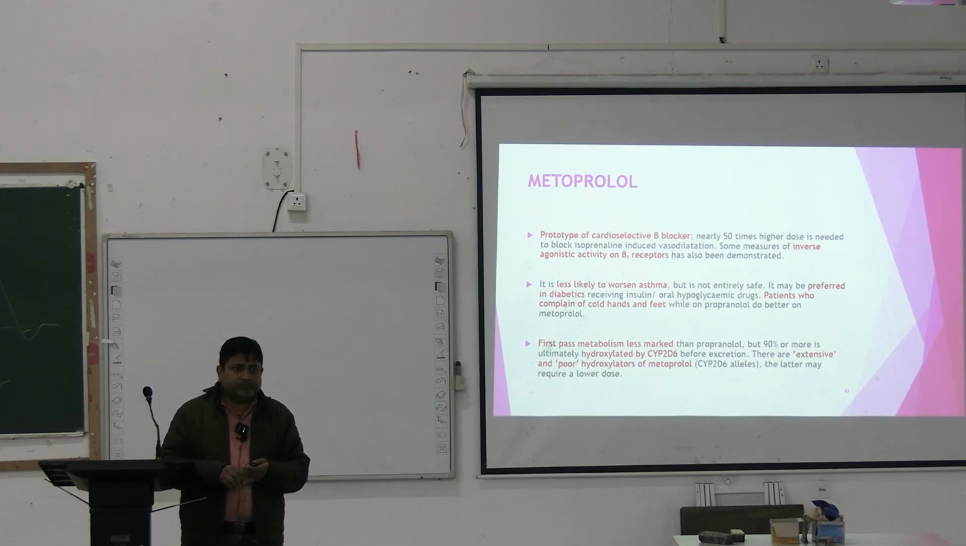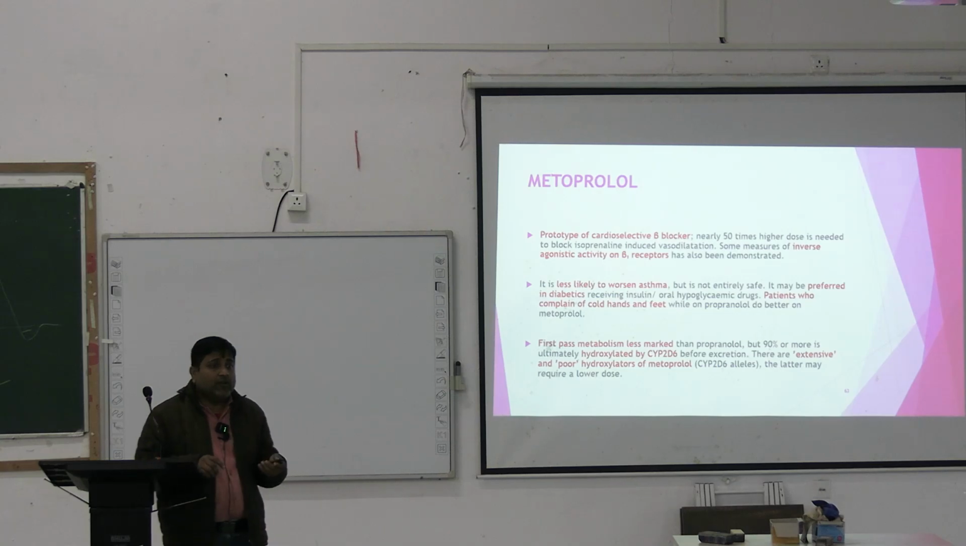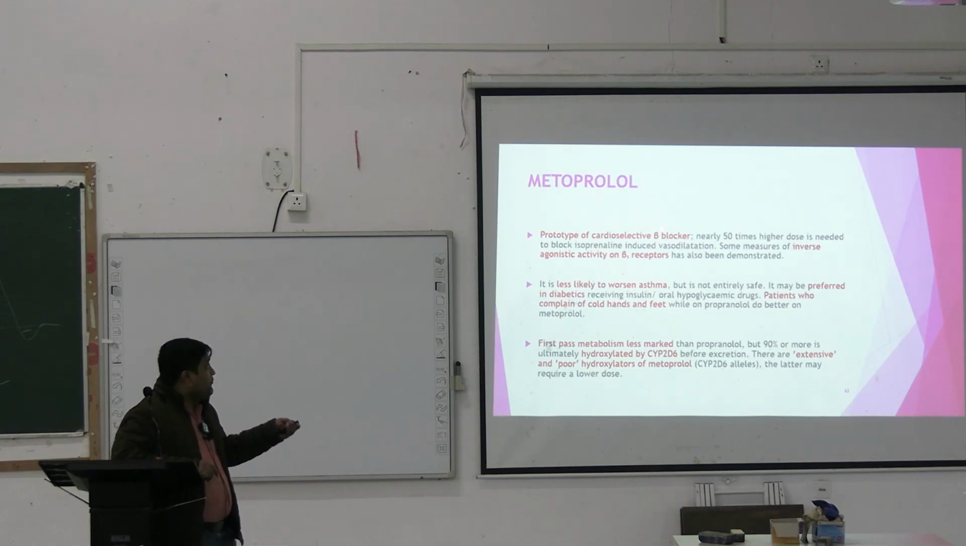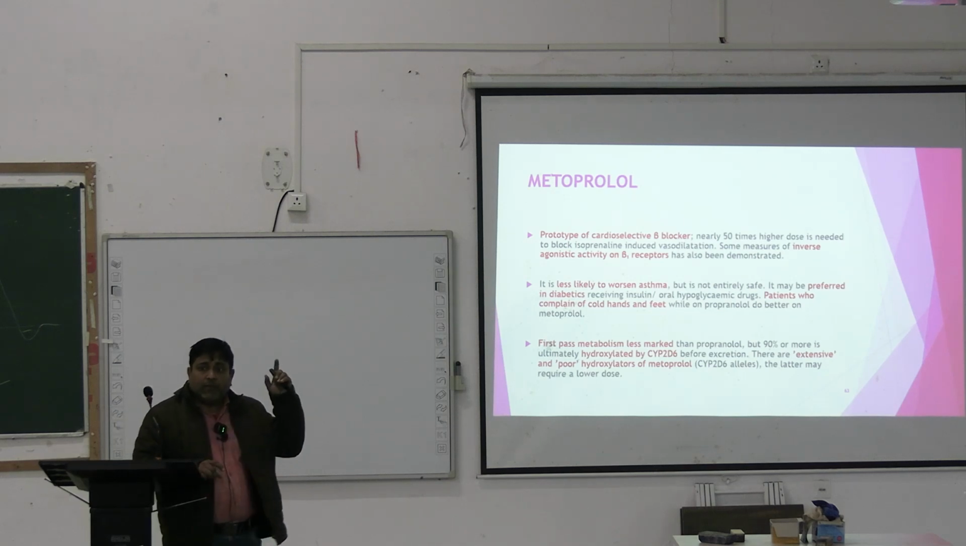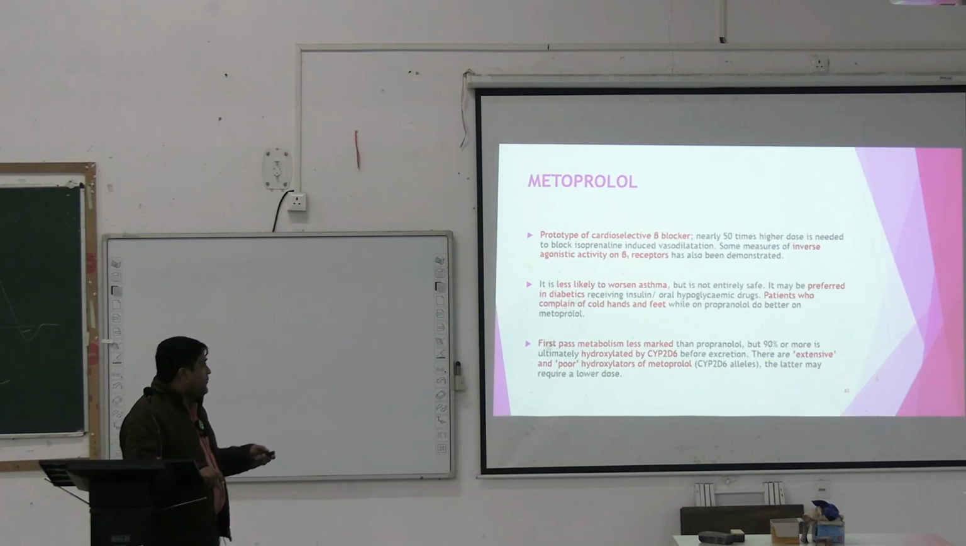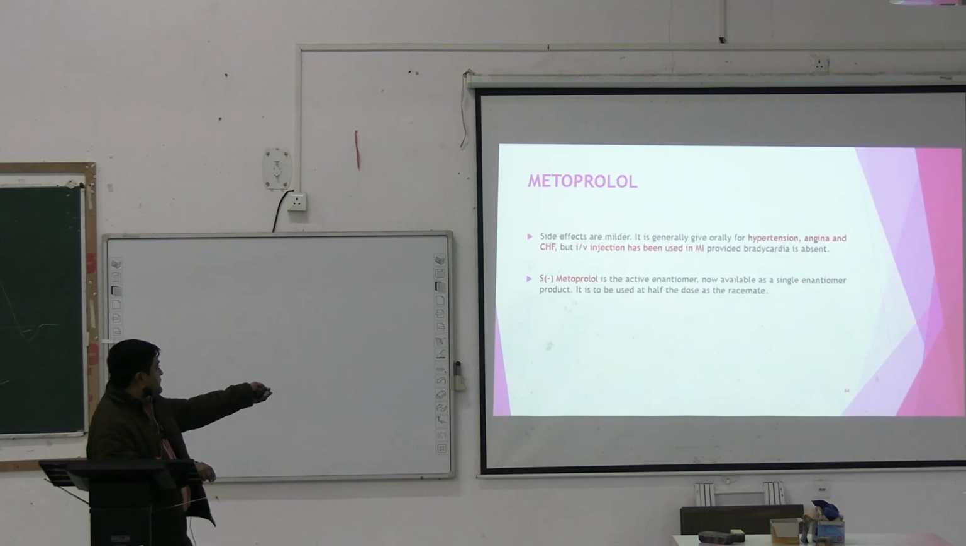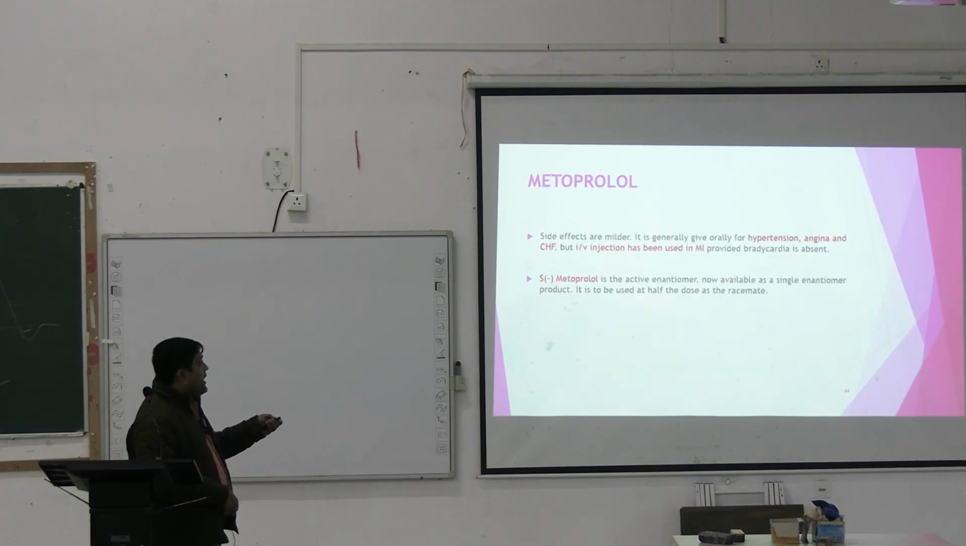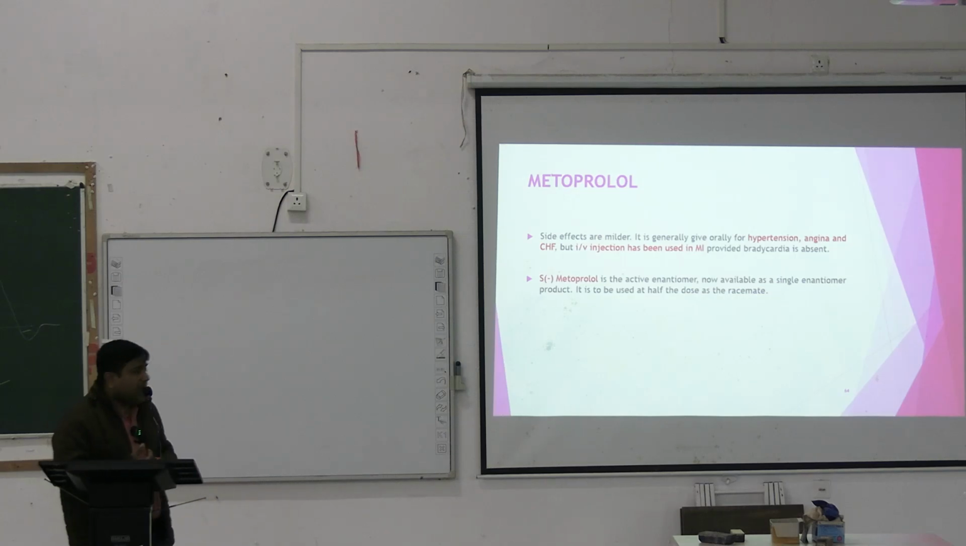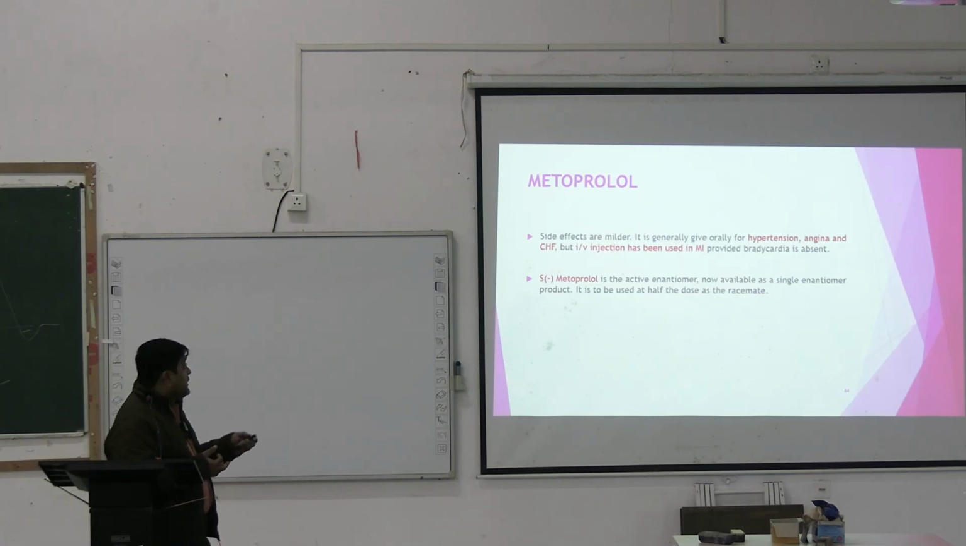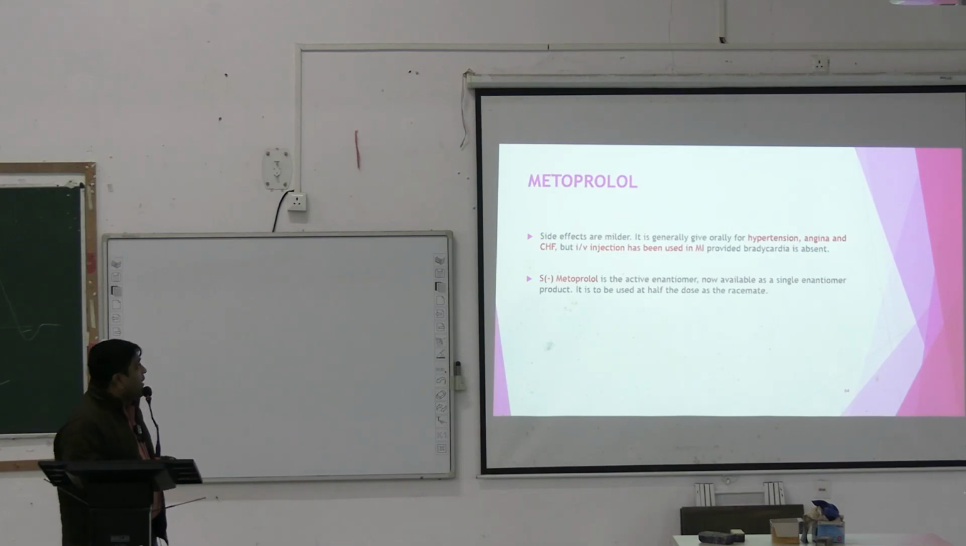Pharmacogenetics, have you read? So, there is also pharmacogenetics involvement with this drug. There are fast hydroxylators of the metoprolol, there are slow hydroxylators of the metoprolol because of CYP2D6 allele. Side effects are milder. It is generally given orally for hypertension, for angina, for congestive heart failure, and even intravenous injection has been used in MI provided bradycardia is absent.